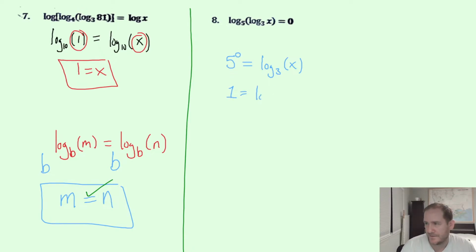So now I can convert to exponential notation again. And I'll get 3 to the power of 1 equals x. And 3 to the 1. Oh, what is that? Oh, geez, I need to calculate. No, it's 3. So you're done. You know that x would have to be 3.